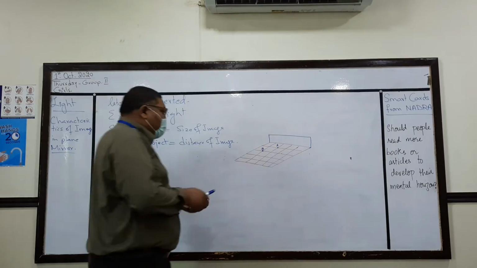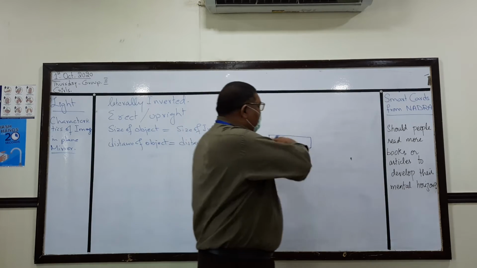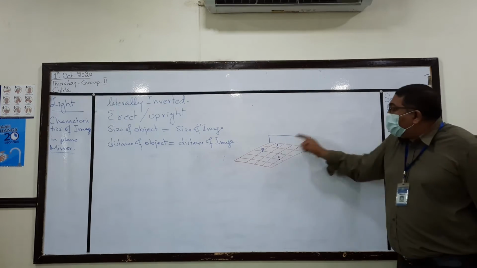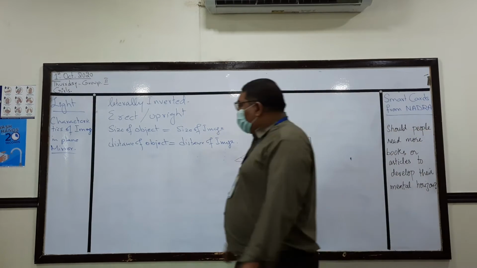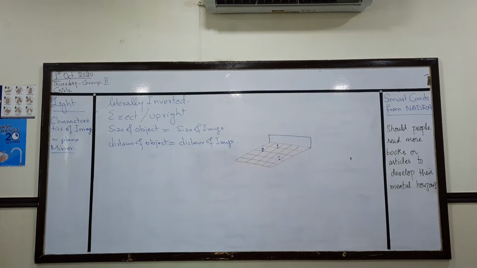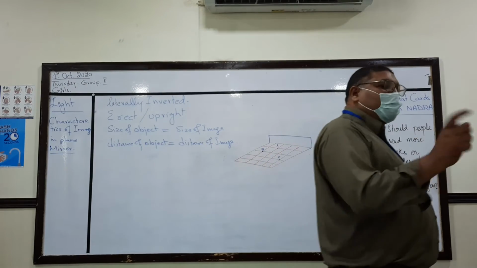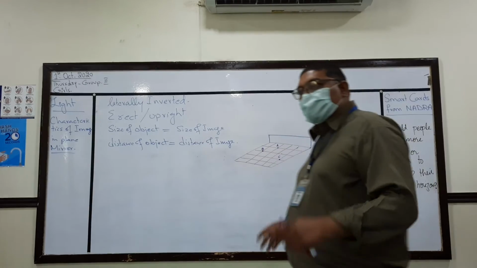Then put a pin here. Let me call it pin C. What is the distance of object pin C from the mirror? 3 centimeters. Then look at the image of this pin in the mirror. It will also be 3 centimeters. So the distance of the object from the mirror and the distance of its image from the mirror are equal to each other. Okay? You understand this? Yes, sir.